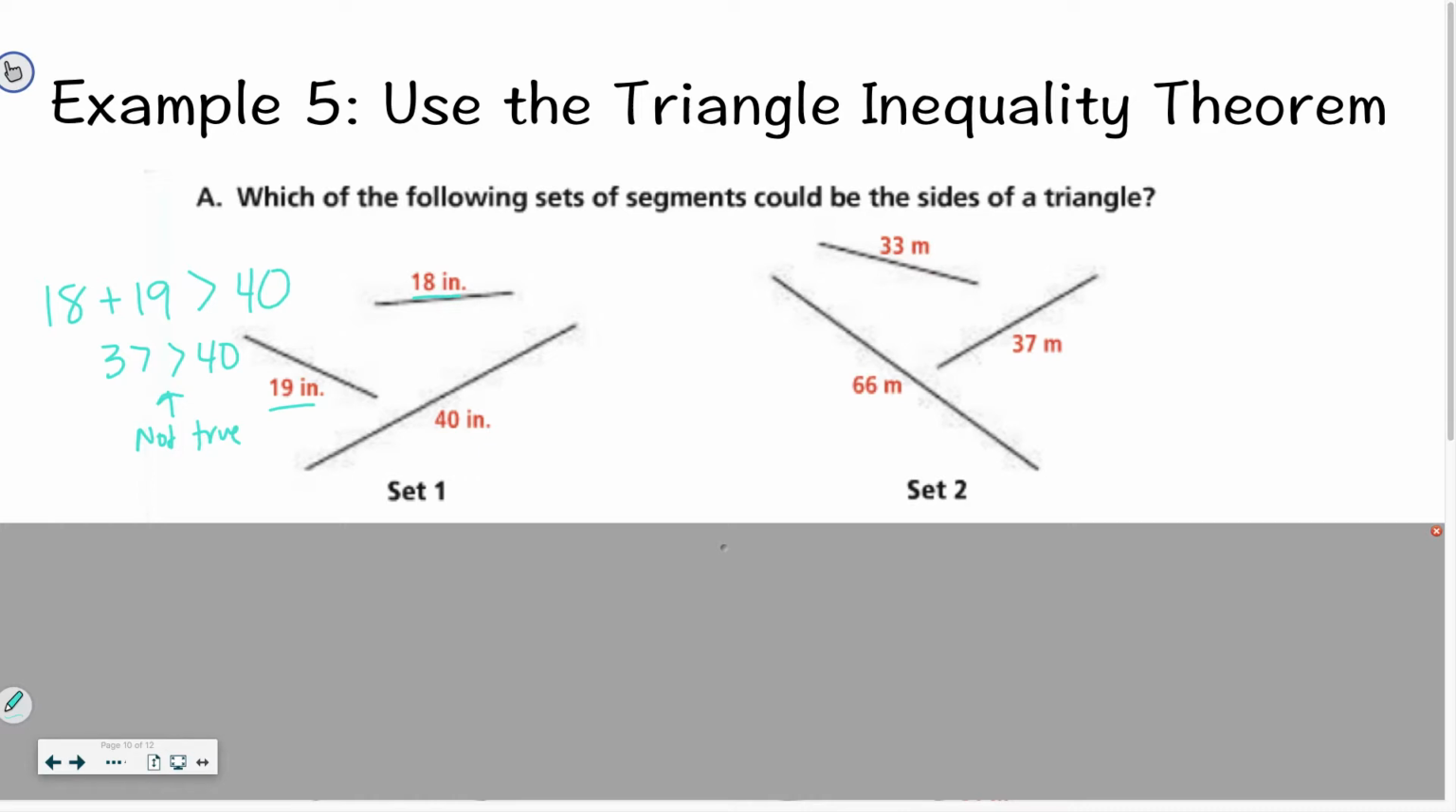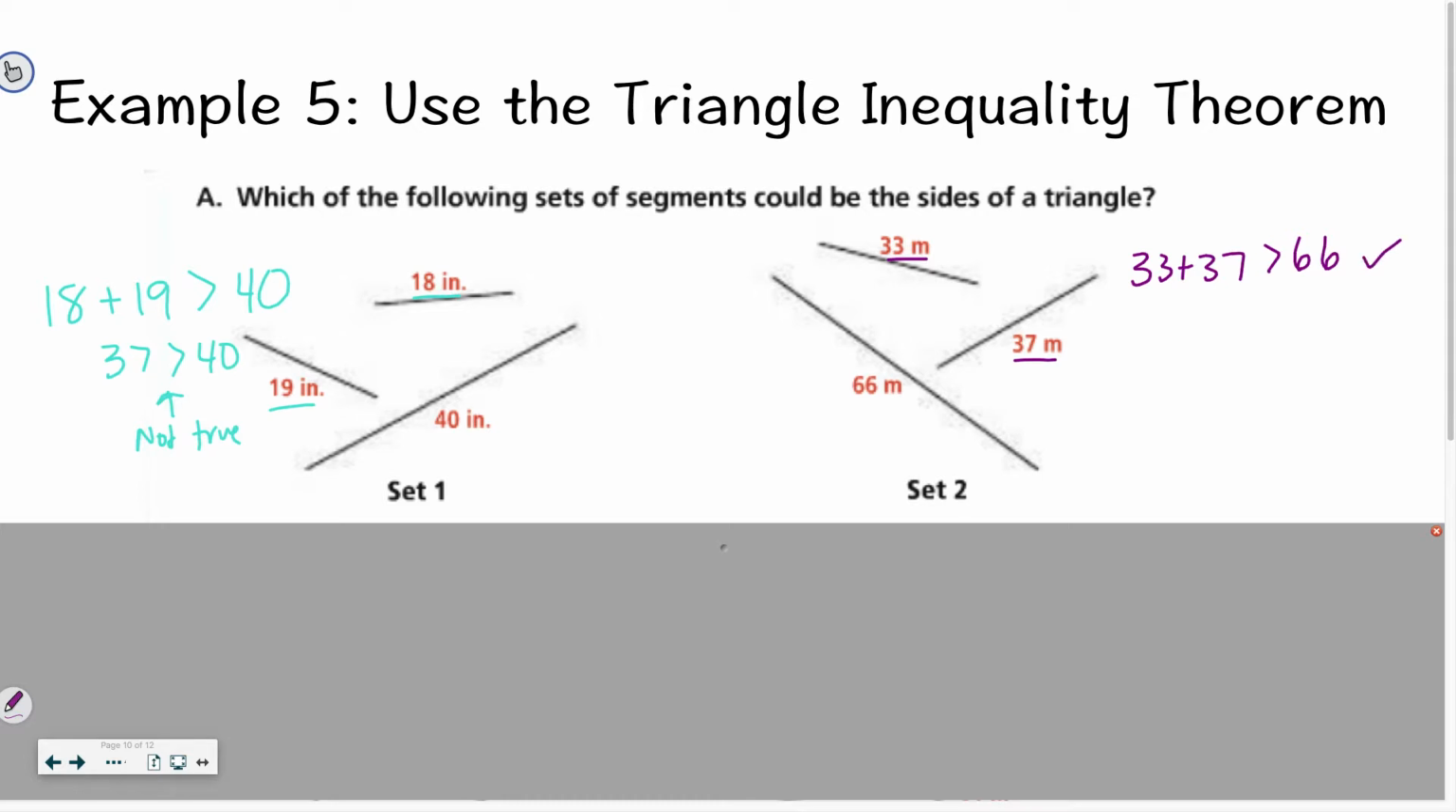So these three sides can't form a triangle. Now let's try this one. If I do 33 and 37, those two sides should be greater than my third side. So 33 plus 37 is 70. Is 70 greater than 66?